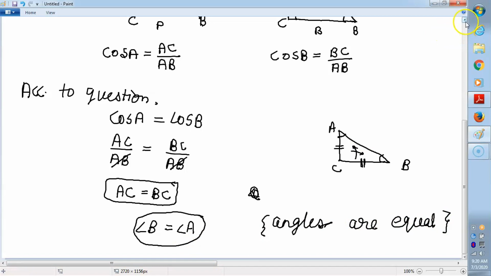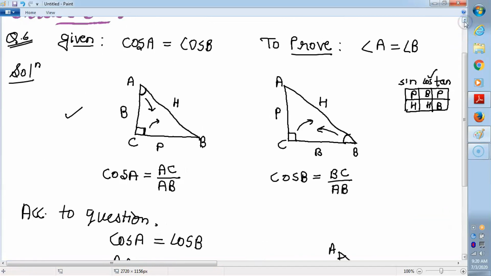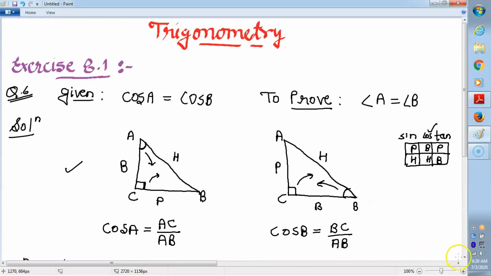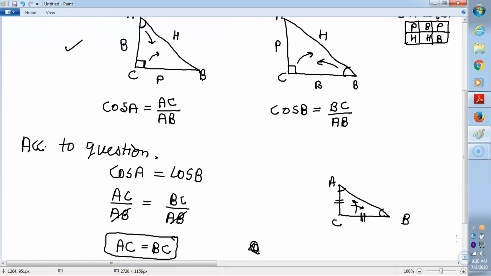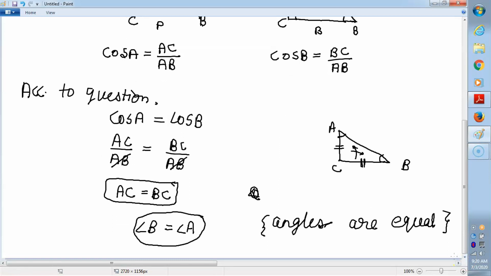These are proper notes, guys. You can directly write them as a fair note. And in exam, you can also use this pattern. You'll get full marks. Okay?